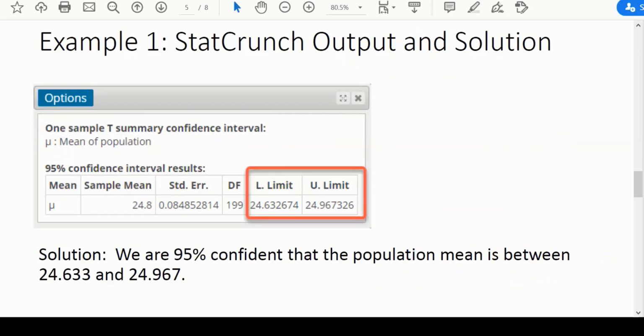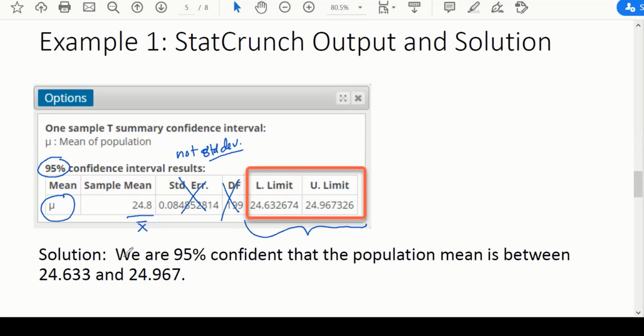Okay, so this is what your output is going to look like. Let's go through everything. They remind you that you're looking for the 95% confidence interval for the mean mu. This was your sample mean, your X bar. We are not using standard error. It is not standard deviation, it's something else. And we're not using this DF. We're just using the lower limit and the upper limit.